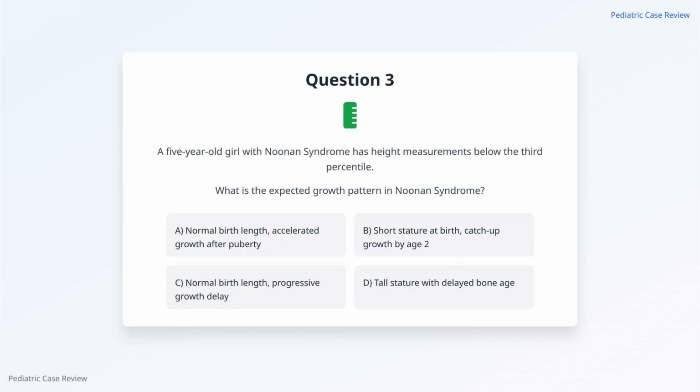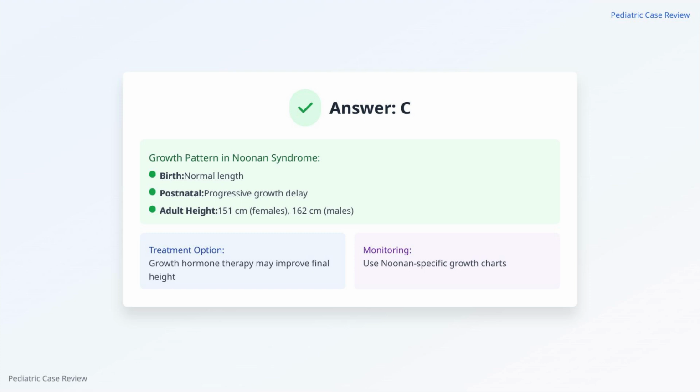Question 3. A 5-year-old girl with Noonan Syndrome has height measurements below the 3rd percentile. What is the expected growth pattern in Noonan Syndrome? Option A. Normal birth length with accelerated growth after puberty. Option B. Short stature at birth with catch-up growth by age 2. Option C. Normal birth length with progressive growth delay. Option D. Tall stature with delayed bone age. The correct answer is C.